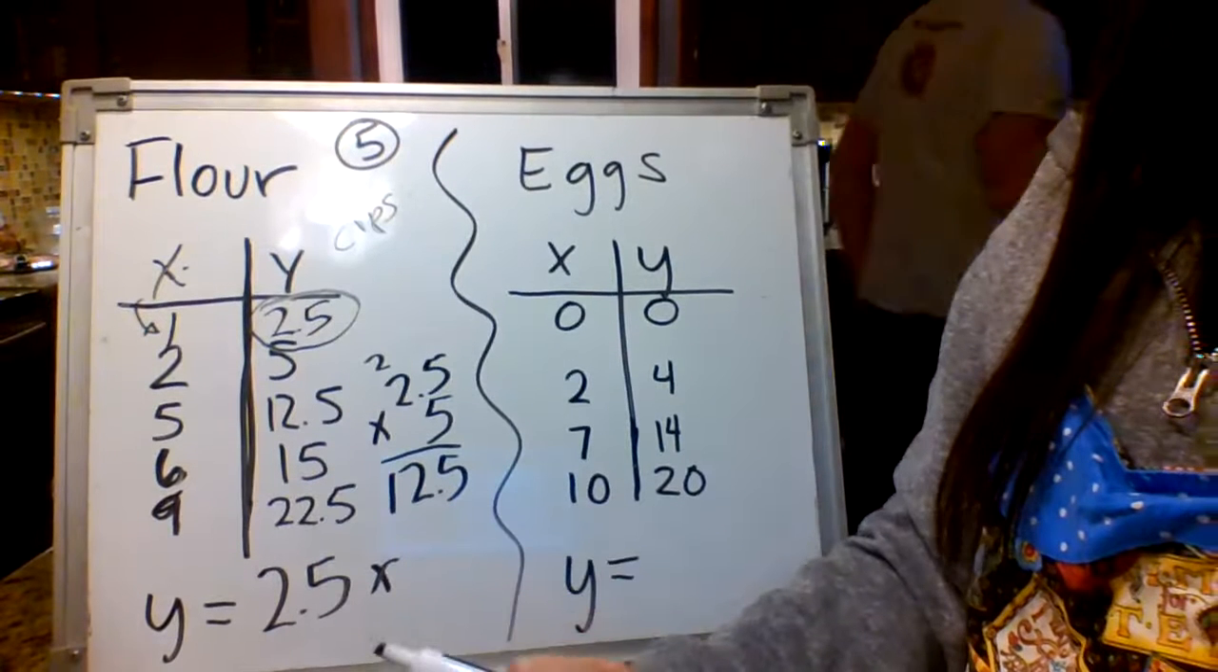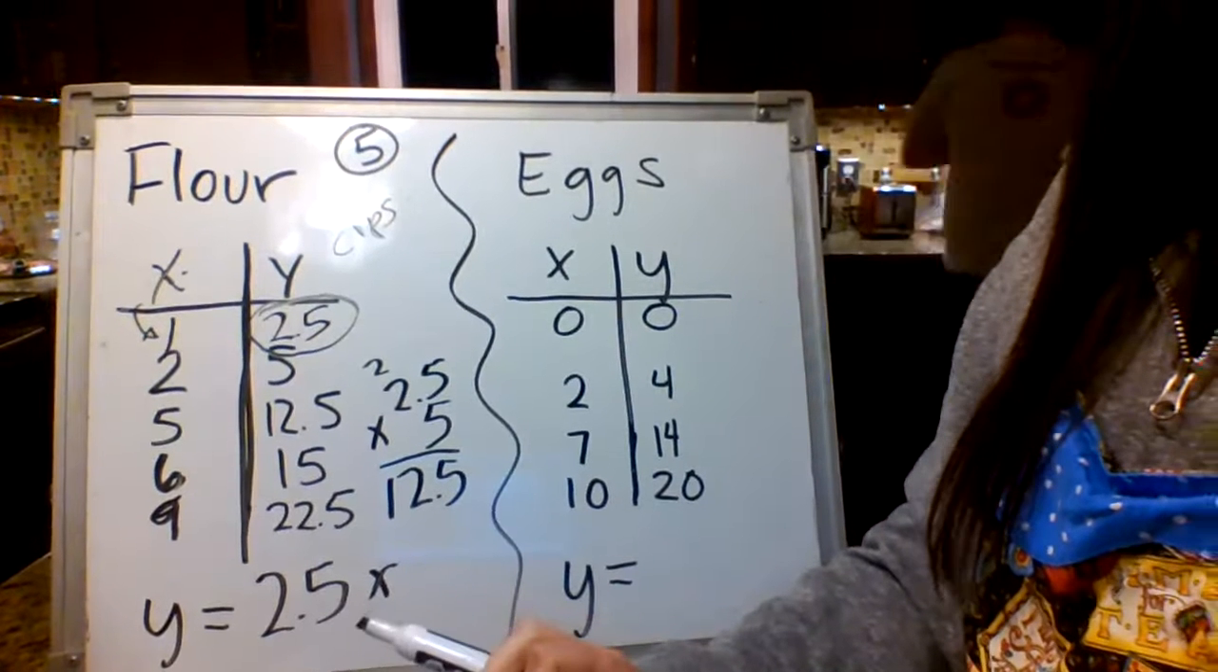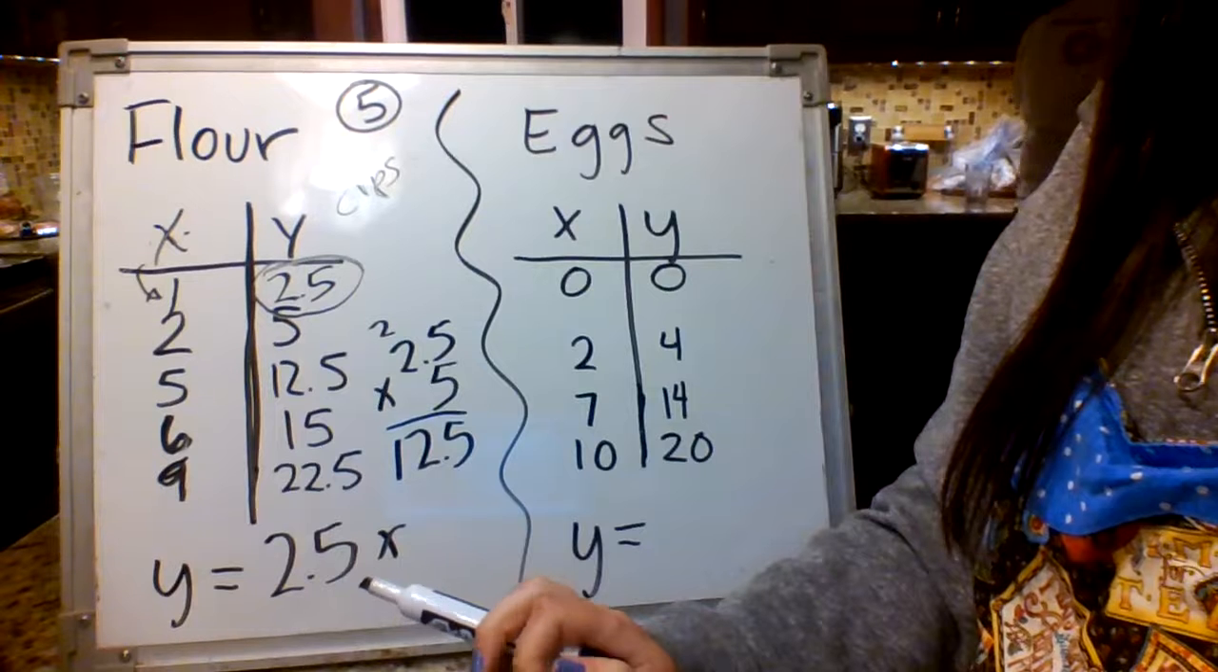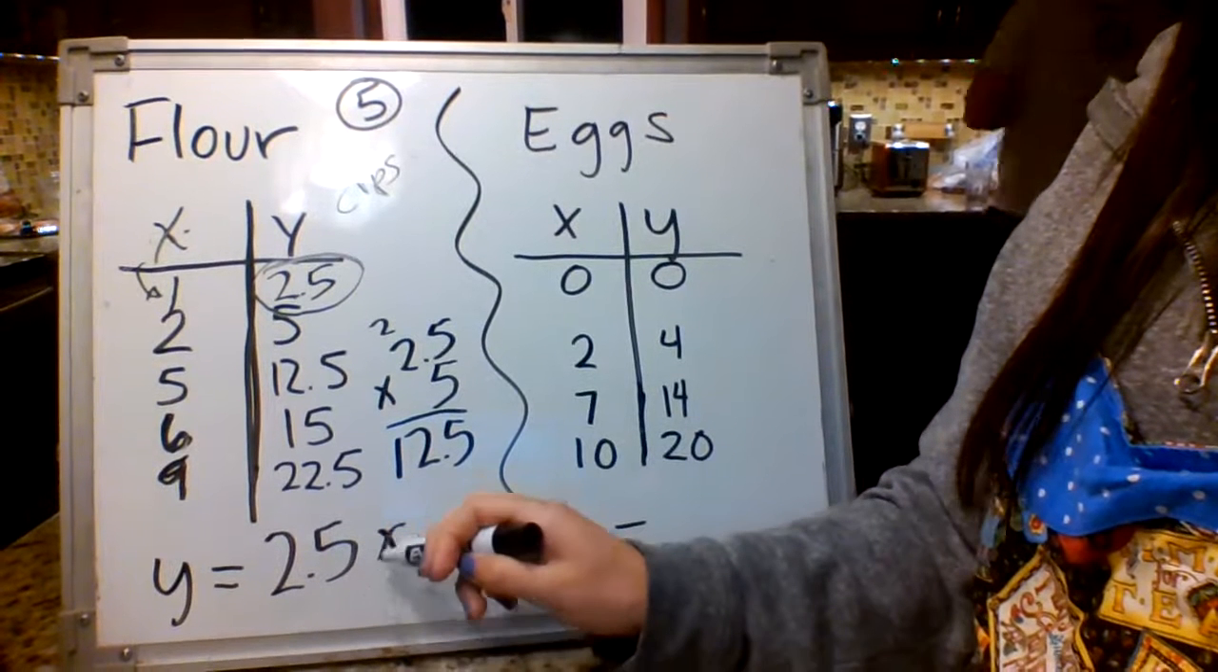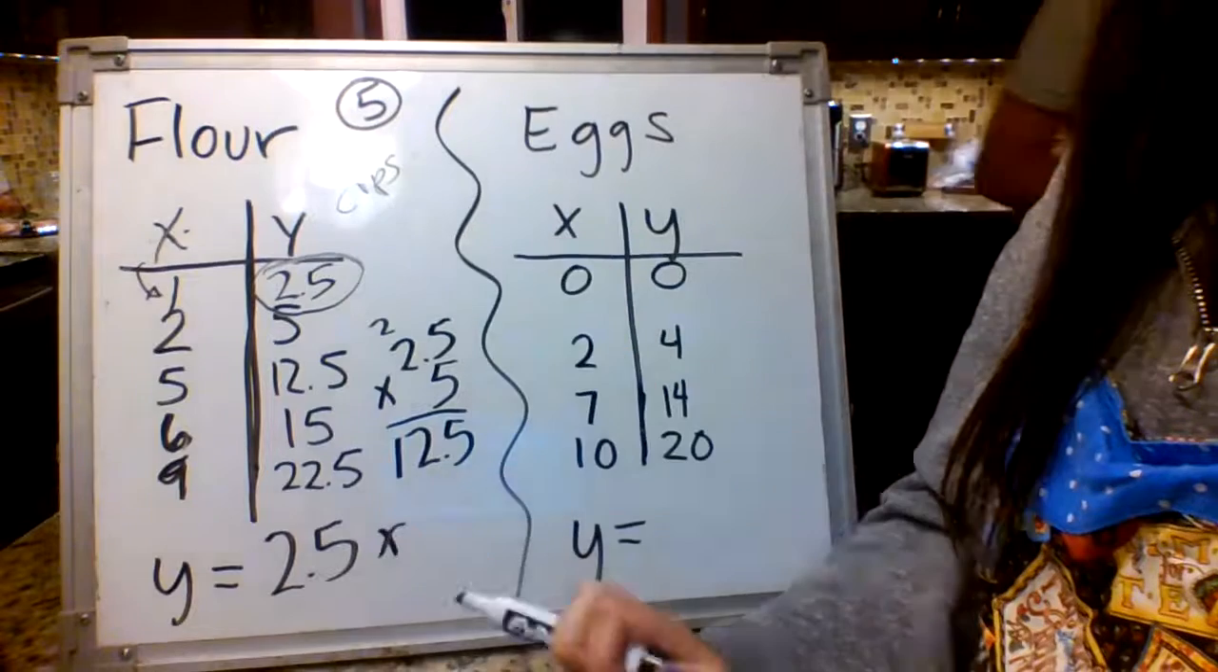So I could say 2.5 times 10 if I wanted to figure out how many for 10 batches or 10 loaves of bread, and that would give me 25. So I would need 25 cups of flour.